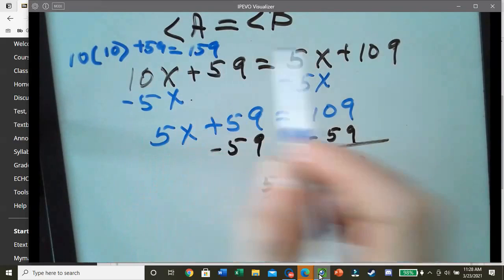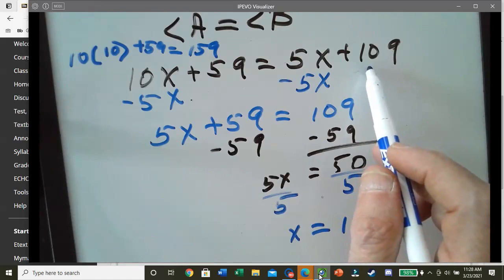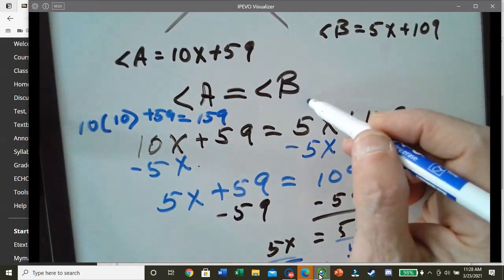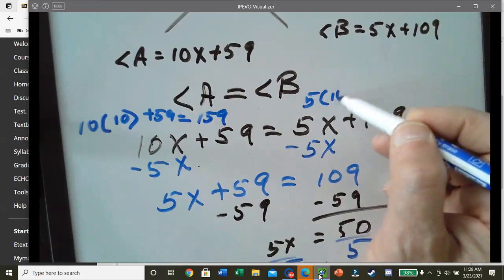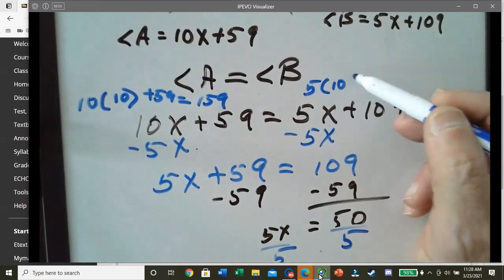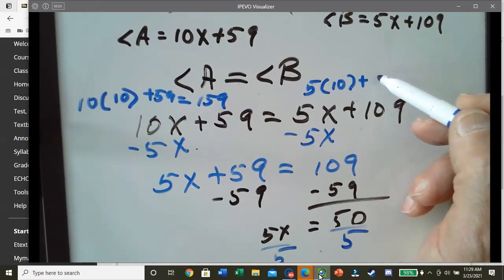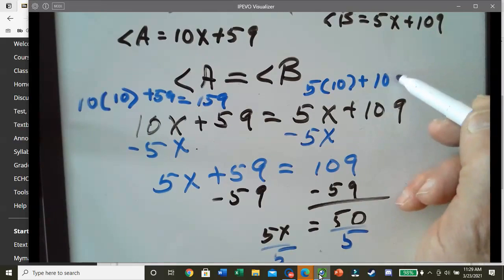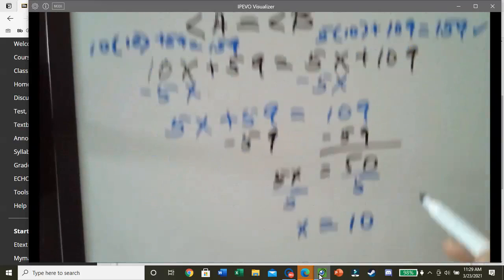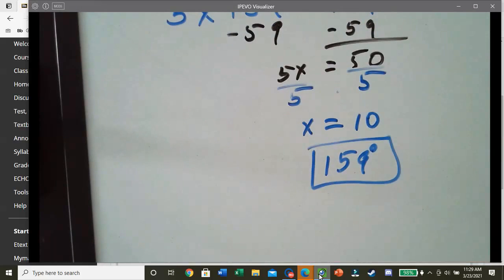So if this side's 159, this side has to be, what? 159 also, right? Because these angles are equal, or the same measure, also known as congruent. So we put this 10 into this x, so that's 5 times 10, which is 50, right? 50 plus 109 is 159. So our answer is 159 degrees. Okay? Questions?